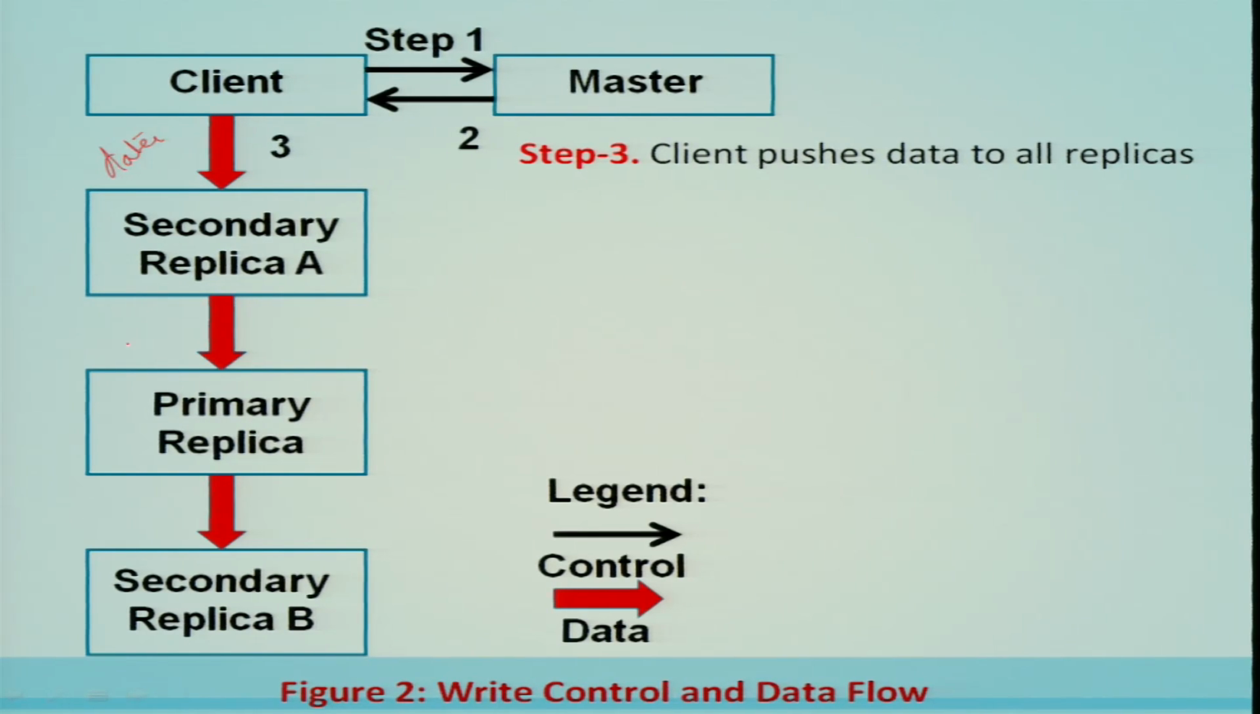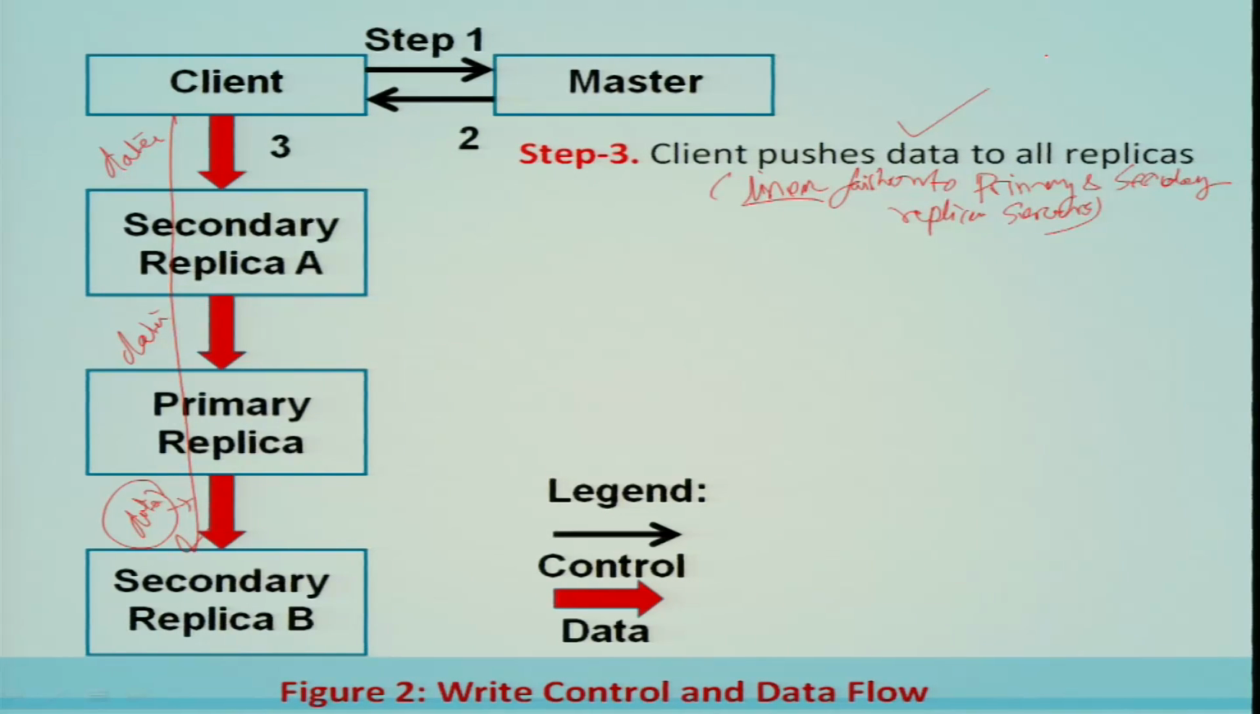This is the data, the red line shows the data, which will be pushed directly in a linear fashion to the primary and secondary replica servers. So, this flow of the data will use the simple network bandwidth. It will not follow any topology. It will follow a linear fashion. The data will be pushed to all the replicas, because now the client knows the primary as well as secondary replicas, and it will form a chain and the data will be pushed.